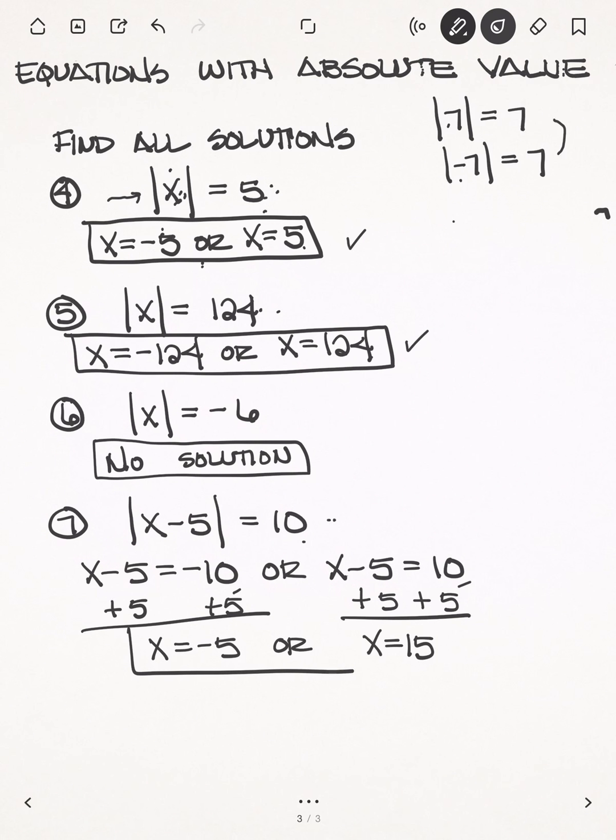And we can actually check our answers and make sure they're right. If you plug in negative 5 right here, you have negative 5 minus 5. That is the absolute value of negative 10, and the absolute value of negative 10 is 10. So that checks. If you plug in 15 to the same equation, you have 15 minus 5. That's the absolute value of 10. Does that equal 10? Yes, because the absolute value of 10 equals 10 and they're equal to each other.